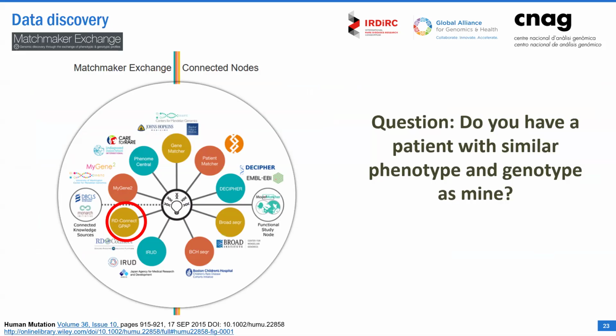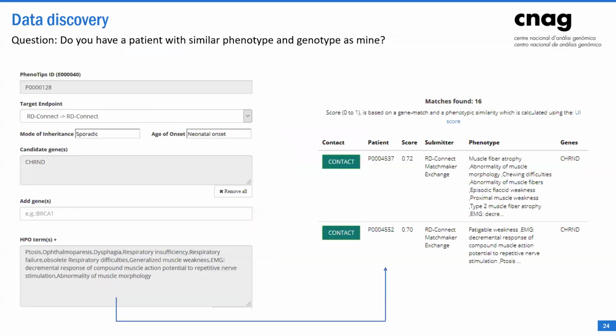For Matchmaker Exchange, the question that you are asking is if there is any similar patient, meaning one with similar phenotypic information and also a similar hypothesis on the gene that you are looking at in other databases. And you can see that there are many nodes connected internationally. You have PhenomeCentral, GeneMatcher, the Broad, DECIPHER, etc. So within the system, we are connected to different endpoints.